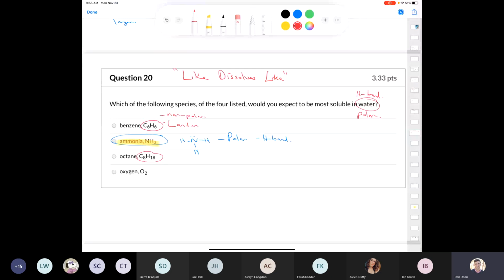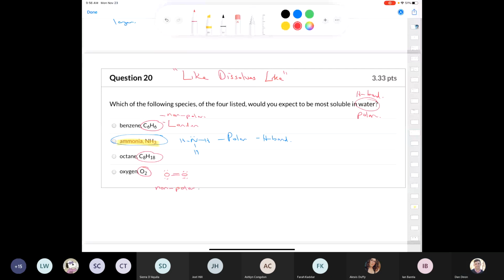And the last one is oxygen. Oxygen is also a non-polar molecule, right? There's no dipole in O2. Non-polar, right? It is not going to dissolve in water. It can a little bit. If you're like, well, what about the oxygen the fish breathe? Well, that's only a tiny little bit, and that oxygen is going to solubilize based off of dipole-induced dipole interactions. Anyhow, so ammonia is the winner here.